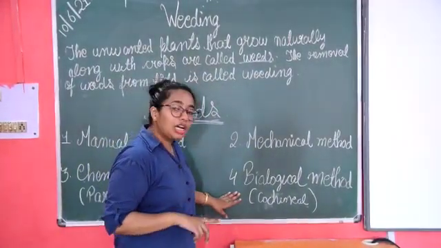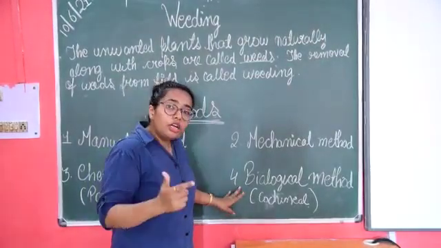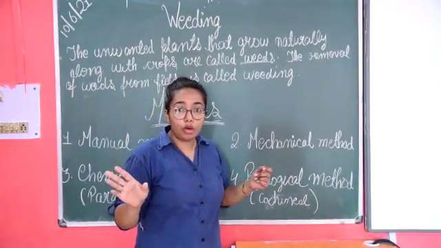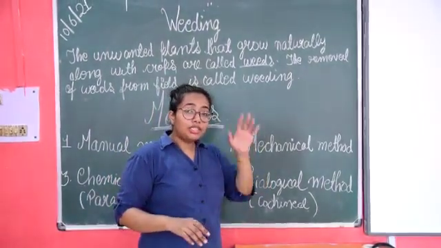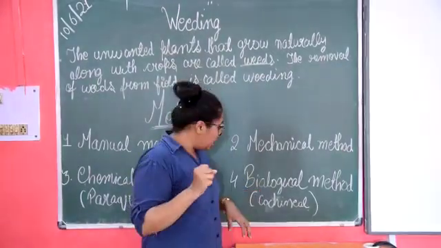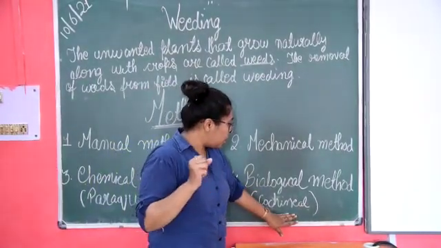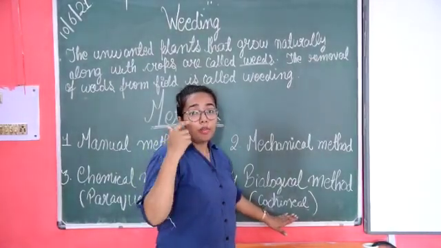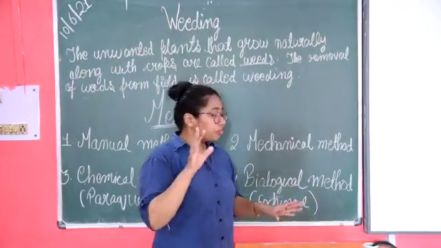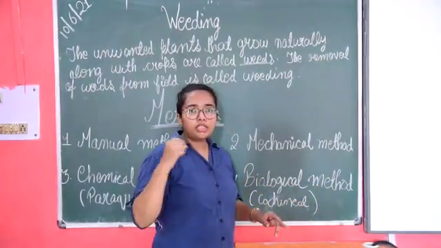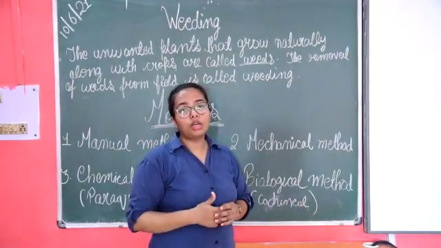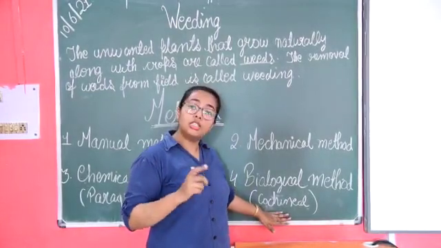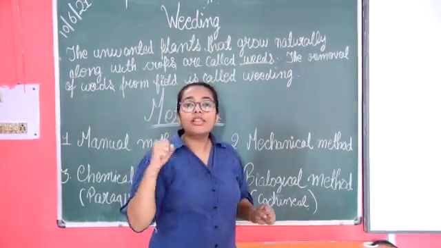Now, last is the biological method. In this, in a field where crops are grown, some insects are spread over it. So then what happens? The insects kill the weeds. For example, cochineal. It is a type of insect which is spread on prickly pear crops so that we can kill the weeds. The production of prickly pear is done in Tamil Nadu, where the insect cochineal is spread. So they kill the weeds.